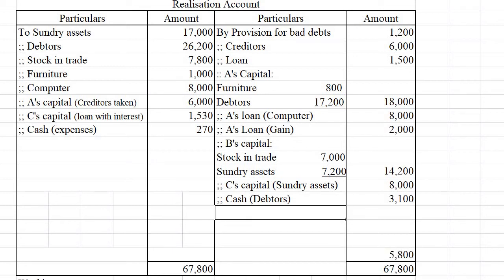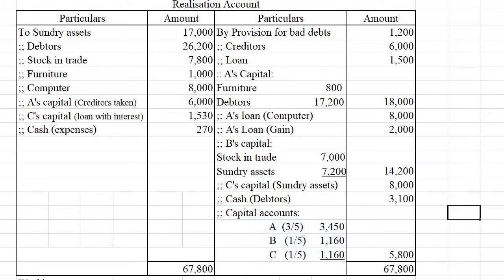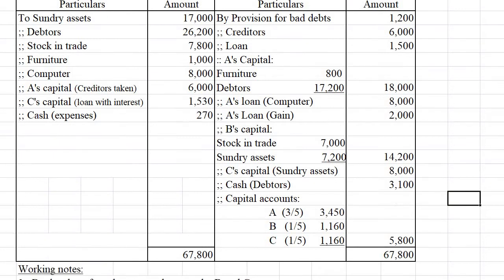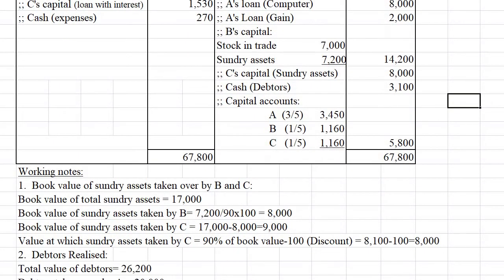That will be shared among partners, and it will be shown on the debit side of their capital accounts in their old profit sharing ratio. So in capital accounts, A 3 by 5, that is 3,450. B 1 by 5th, that is 1,160, and for C again 1,160, that is 1 by 5th again. So this is the loss of the realization account. We have transferred it to the capital accounts of partners. Now let us prepare the next one, the loan account. Whose loan account? A's loan account we have to prepare.